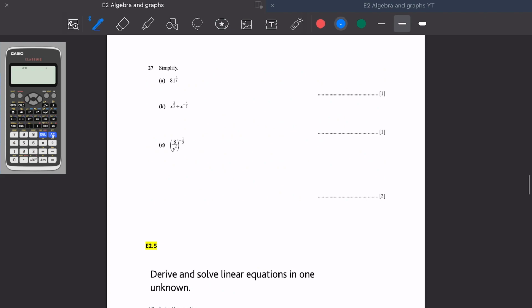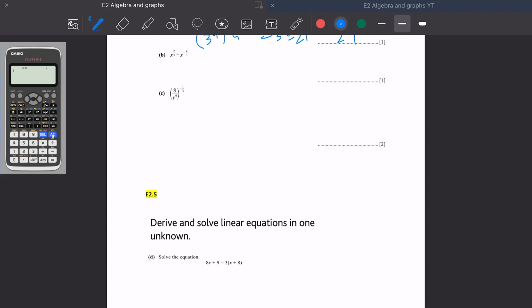The next question is simplify 81 to the power 3 divided by 4. Now 81 can be written in the form 3 to the 4. 3 to the 4 to the power 3 by 4 is 3 to the power 4 into 3 by 4. 4 and 4 cancel off. You get 3 to the 3, which is 27.